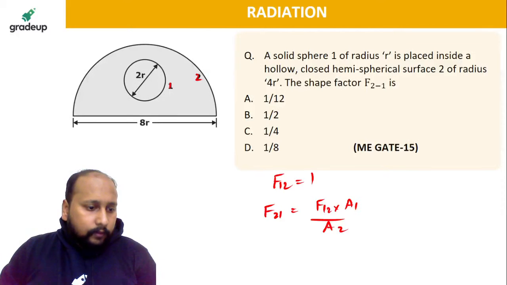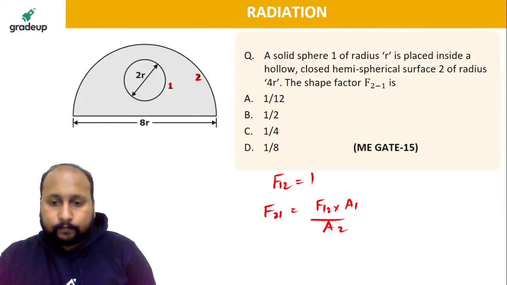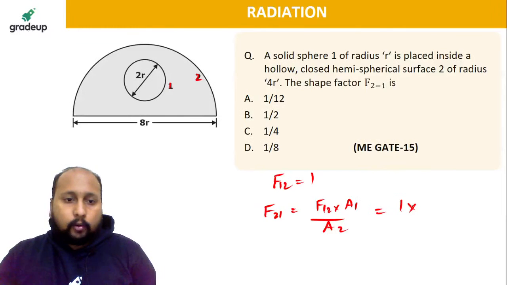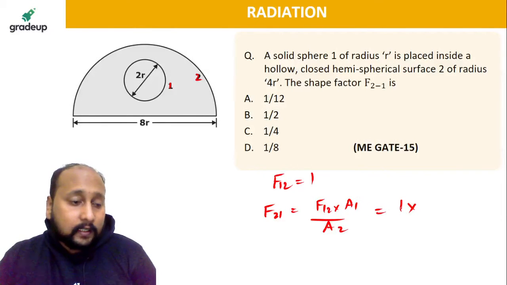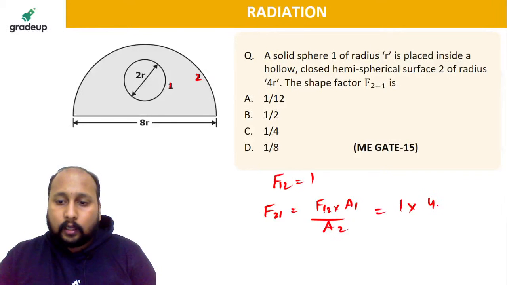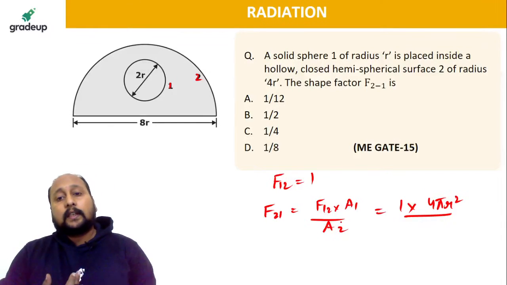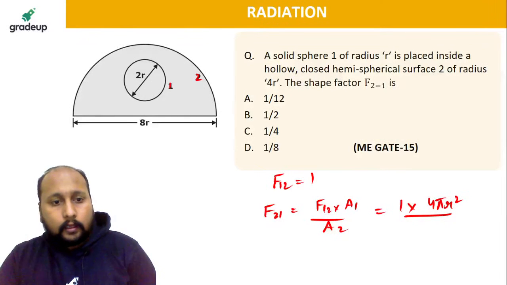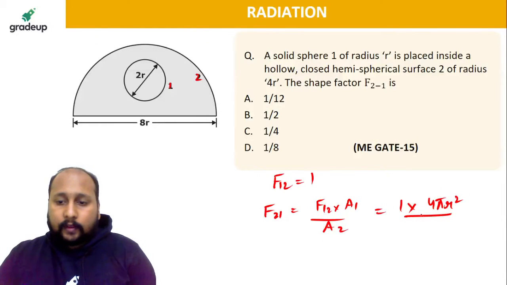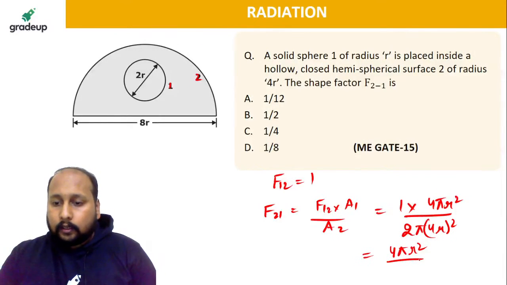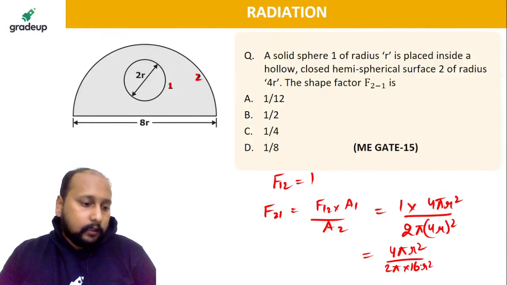Okay, we are getting some response as A also. So this is 1 into what is A1? What will be the area of this solid sphere? Solid sphere is 4 pi r square. What is A2? This is a hemisphere. A hemisphere has a surface area of 2 pi r square, but in this case our radius is 4r. We can directly write 2 pi into 4r whole square. So this is 4 pi r square by 2 pi into 16 r square.